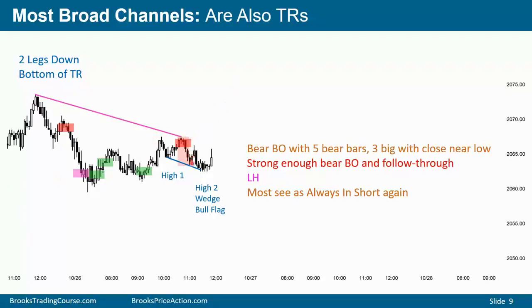What took place right here? We have 5 bear bars, 3 of them decent sized bear bodies closing on their lows. A lot of traders see this as back to always in short, but it's confusing. The bulls have a wedge bull flag. They have an II buy, a second entry buy, 1 and then 2.